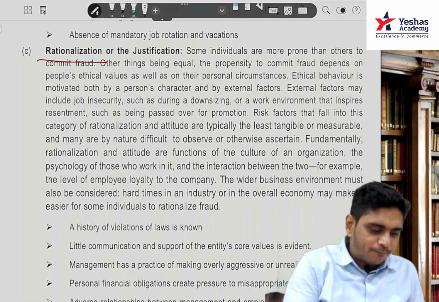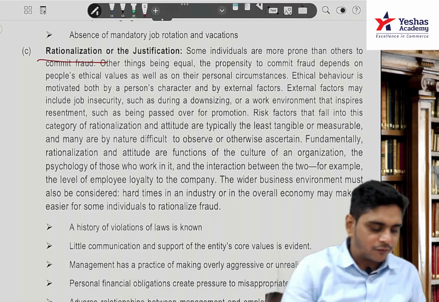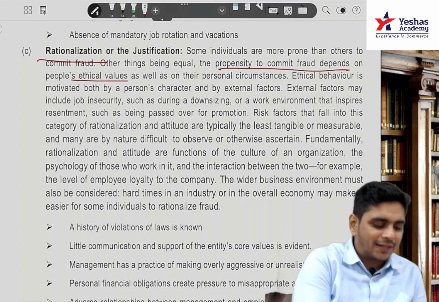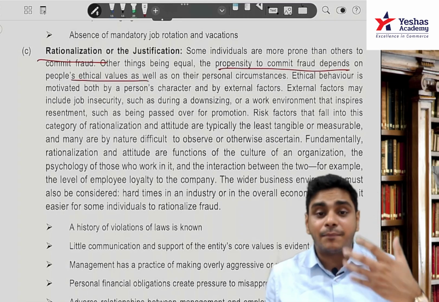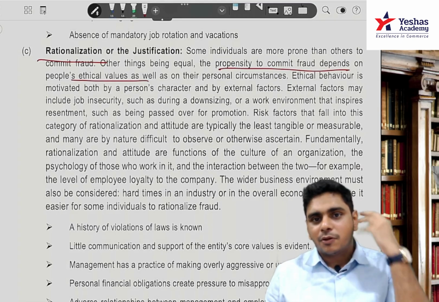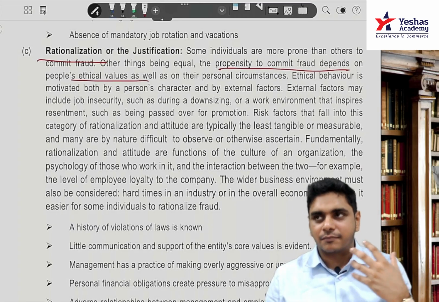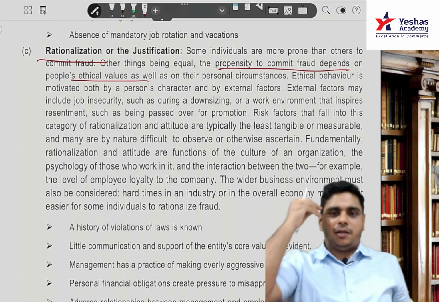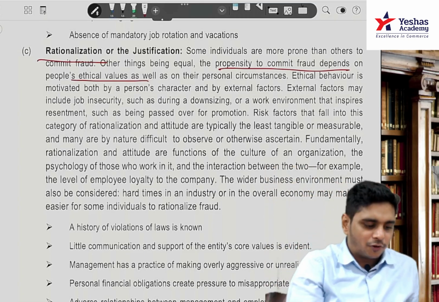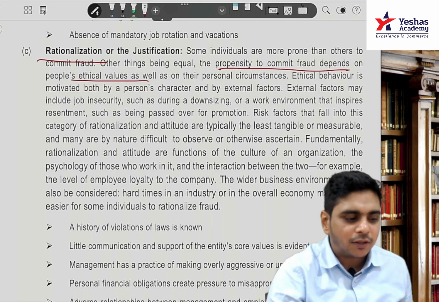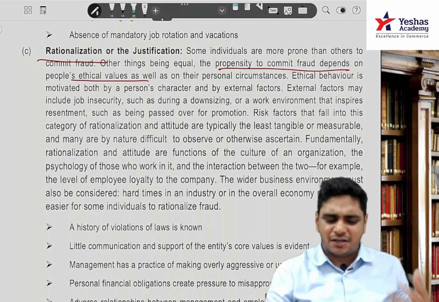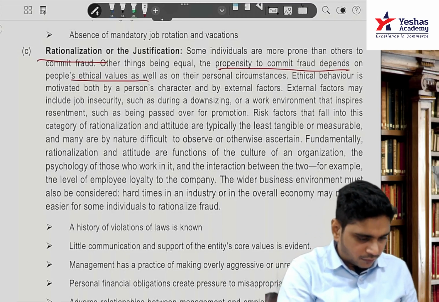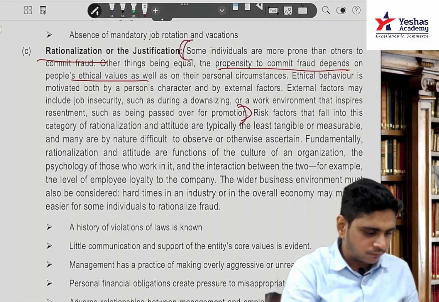Okay. So some people are more prone than others to commit a fraud. Other things being equal, the propensity to commit fraud depends upon the people ka ethical value. Like people who have been committing fraud, like for example Vijay Mallya. So even imagine if he's a good person, but the perception in the market is that he's a fraudster. He will do fraud only. Okay. So it all depends upon the rationalization of a person. Once he had done fraud, every time he will do a fraud. Nirav Modi, fraudster. Okay. So we will mark till here, till promotion.